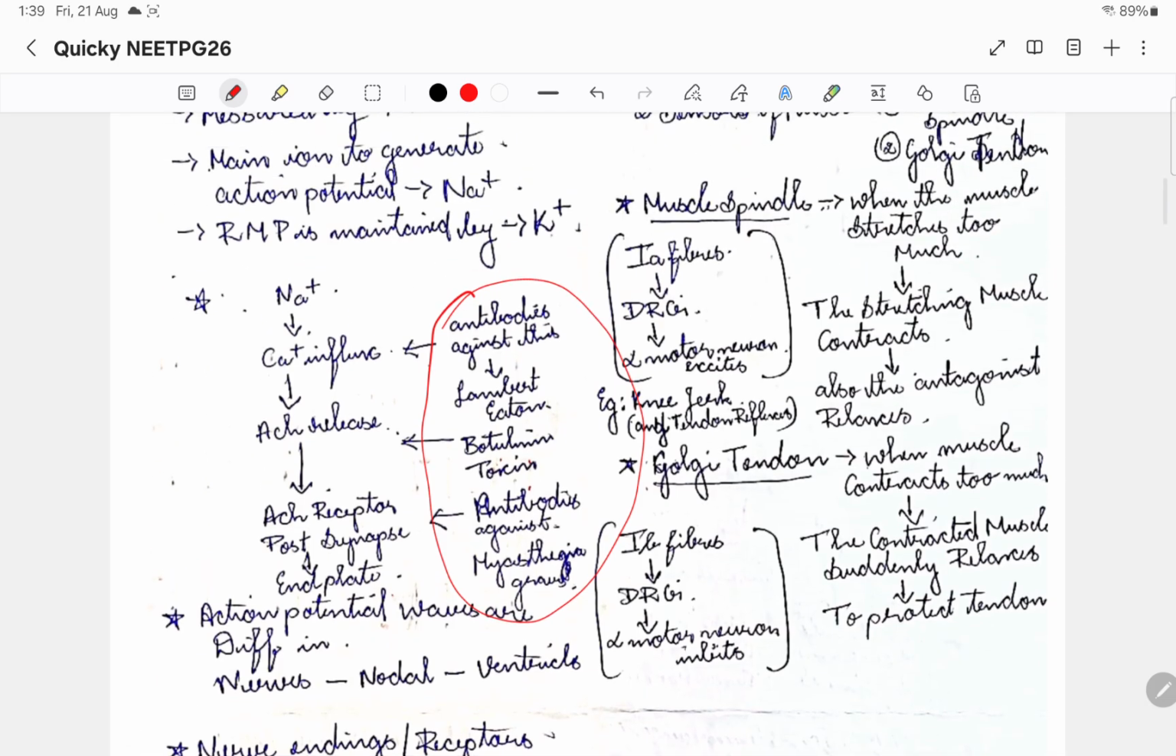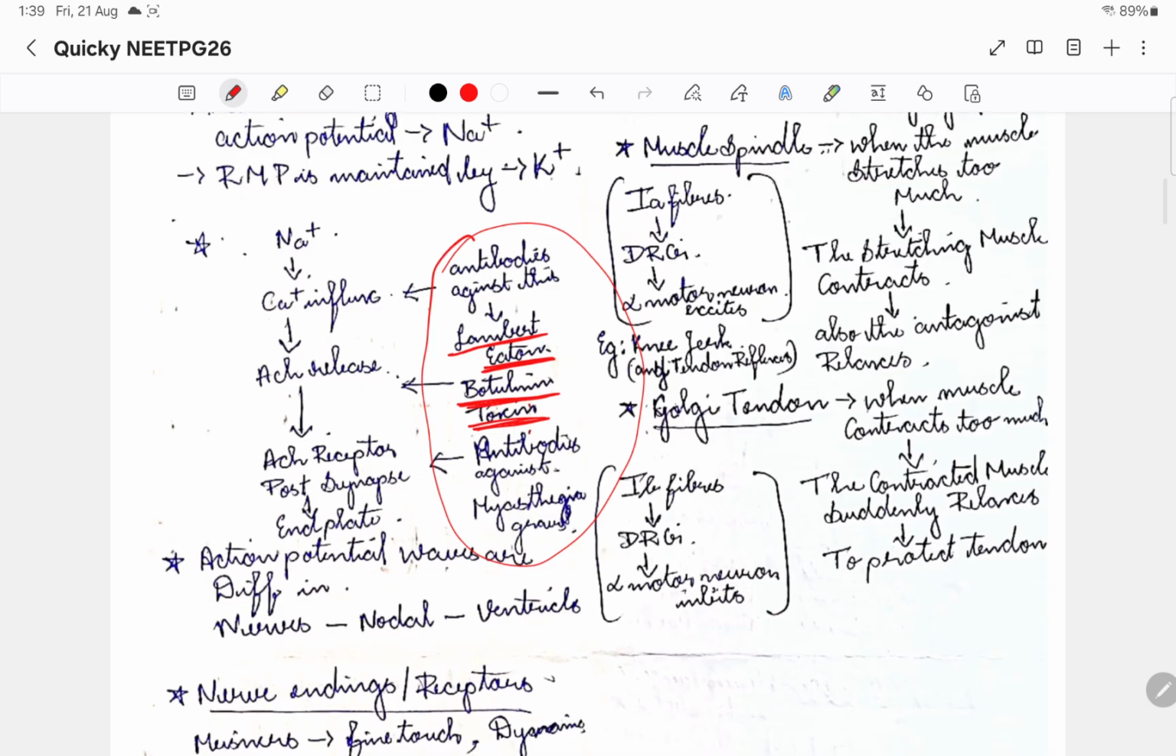All the calcium influx will happen after the sodium influx is happening. If this is affected, or if there are antibodies against this calcium channel, then there is a pathology called Lambert-Eaton syndrome. If there is an affected release of acetylcholine, it is because of botulinum toxin. More about this I'll talk about in microbiology. For now, remember where exactly this botulinum toxin is acting. If there is inhibition of acetylcholine release, it is because of botulinum toxin.